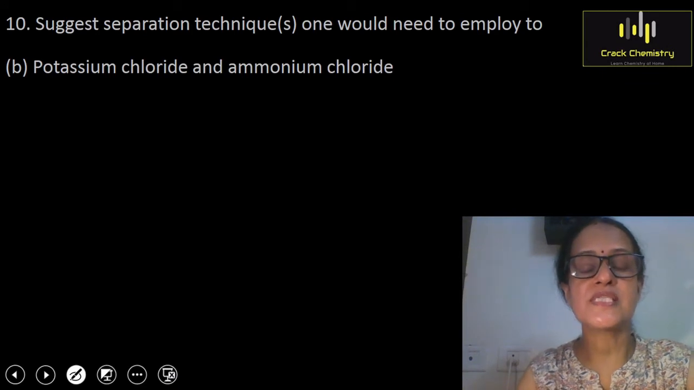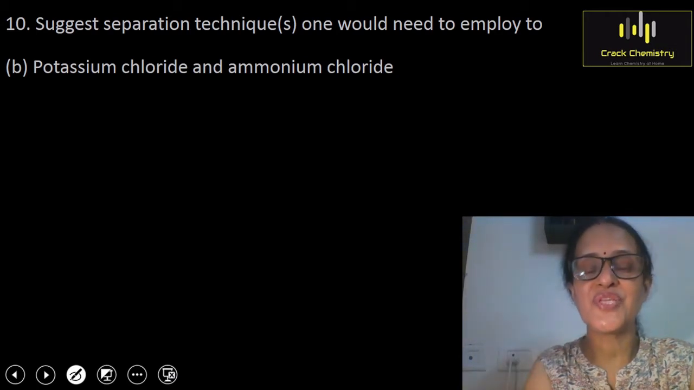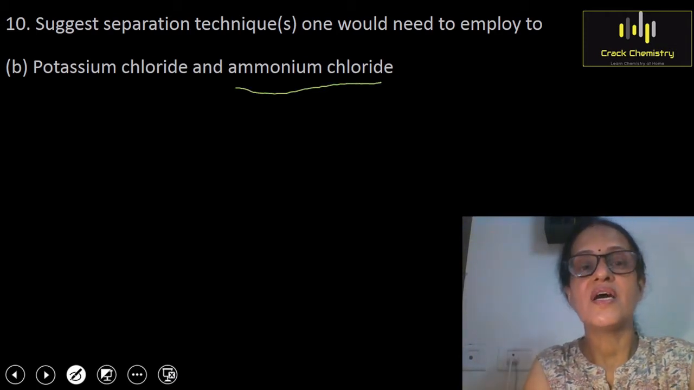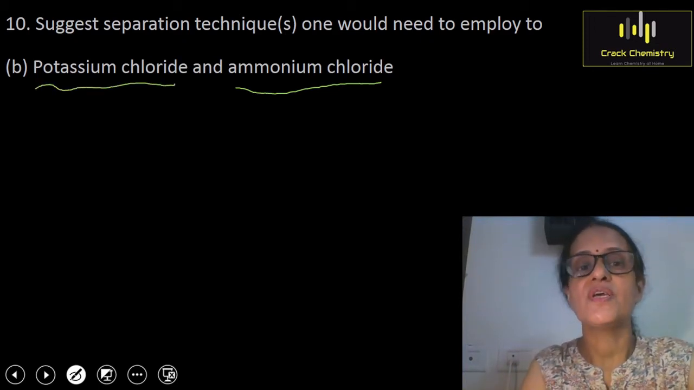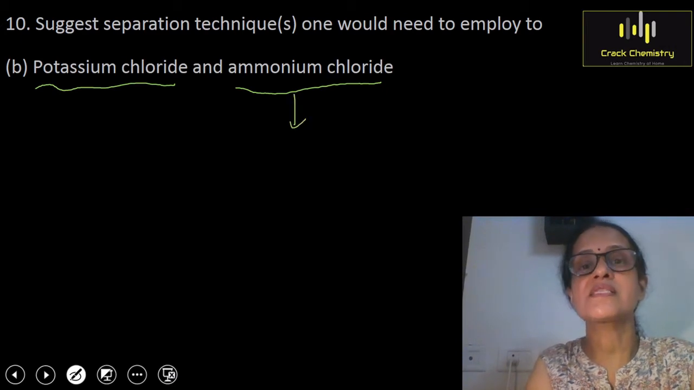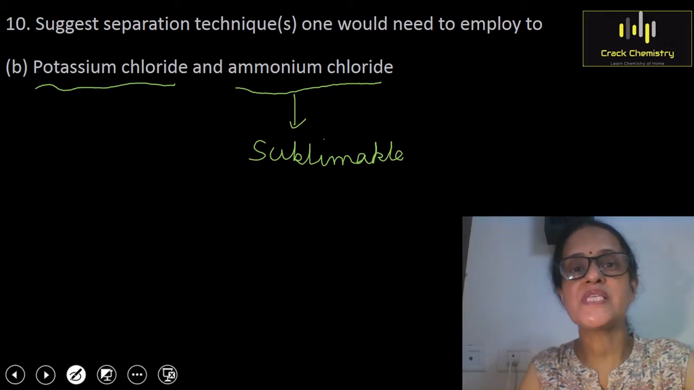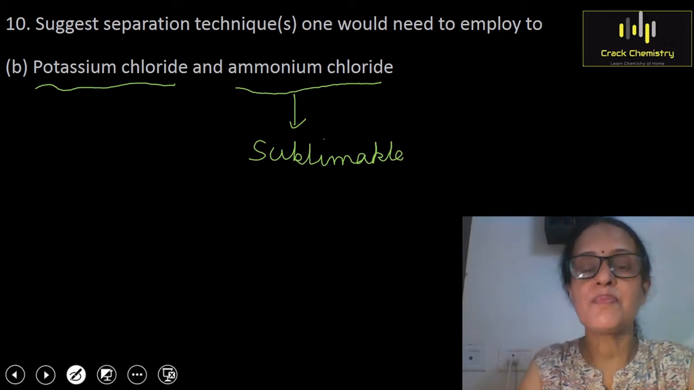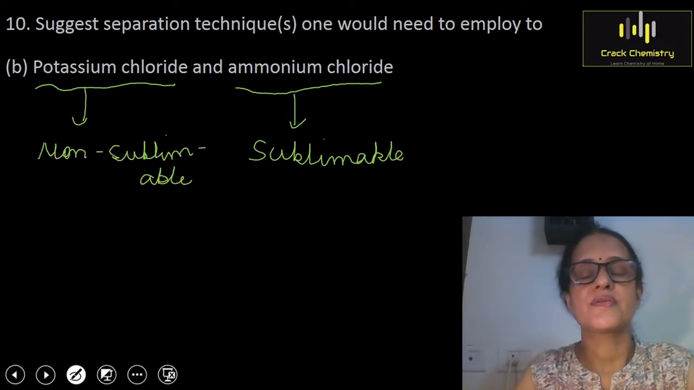Next question. Suggest a separation technique to separate a mixture of potassium chloride and ammonium chloride. So as I discussed with you, again we will see the physical properties in which these two components differ. So ammonium chloride is a sublimable substance. Sublimable substance means it undergoes sublimation. Sublimation means it will convert directly from solid to gaseous state. And potassium chloride is a non-sublimable substance.